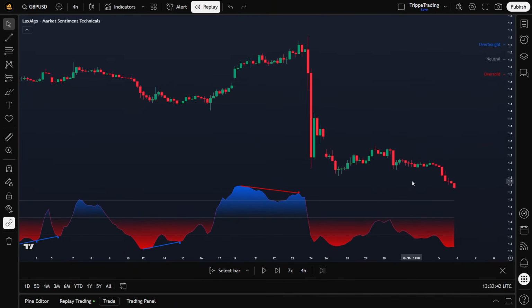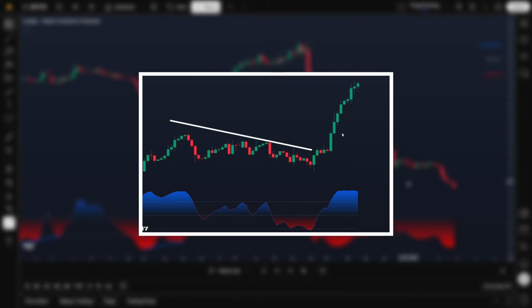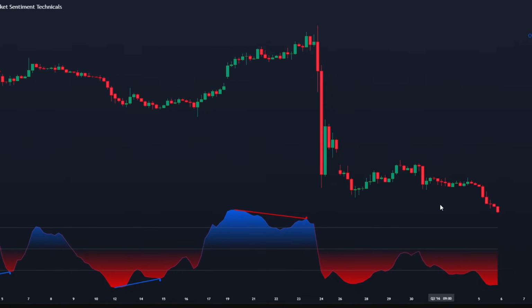But keep this in mind. Divergences alone are not entry signals. They're early warnings. You need extra confirmation like structure breaks, candle patterns, or volume shifts before taking a position.